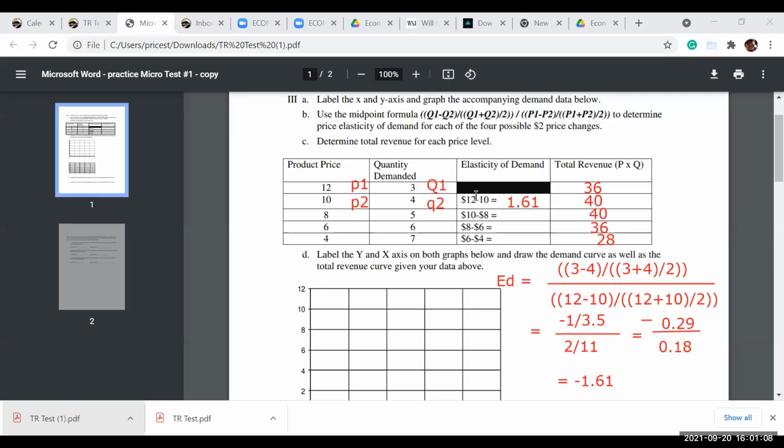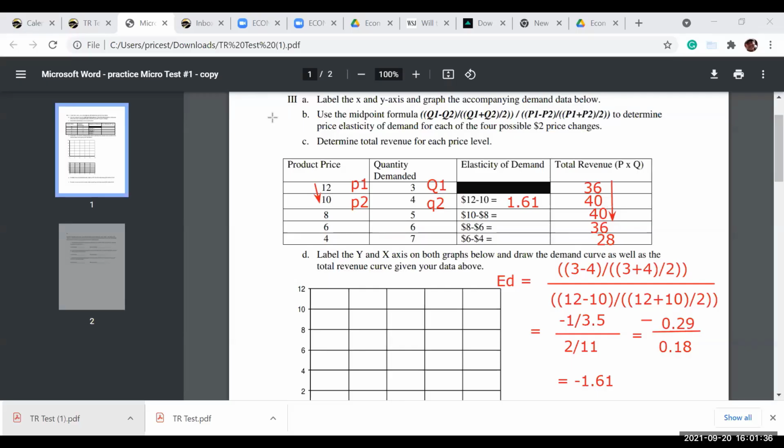Notice right here, at a price between 12 and 10, elasticity of 1.6, we know that at the price of 12, to maximize our revenue, we're going to want to lower the price, right? So if we lower the price, notice that our revenue is going from 36 up to 40. So this math is confirming what we were saying earlier in the lecture.